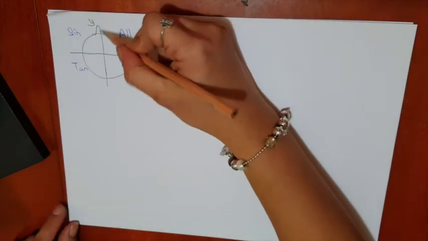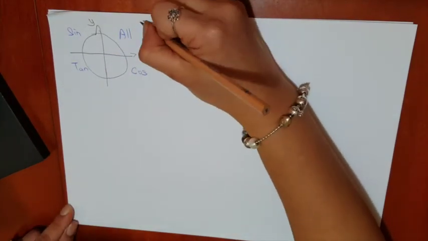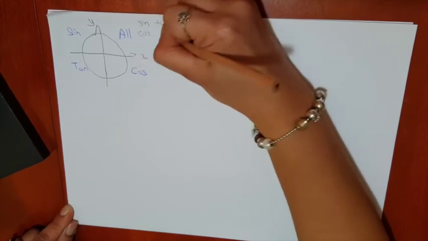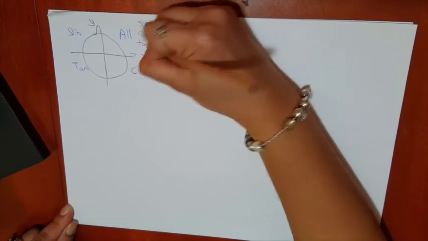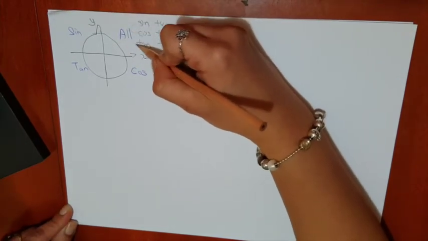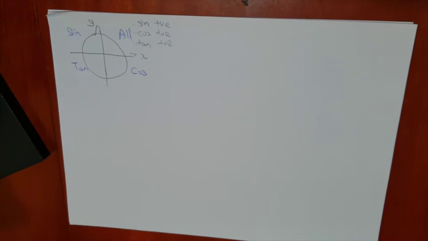It means that in the first quadrant, all means that sine is positive, cos is positive, and tangent is positive. All stands for sine, cos, and tangent, and all of them are positive.